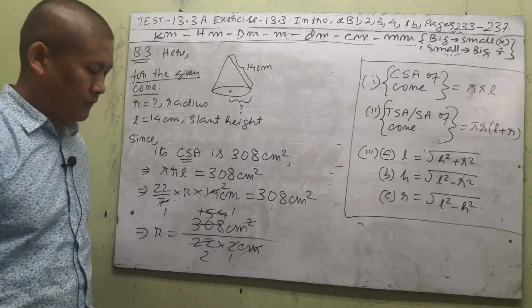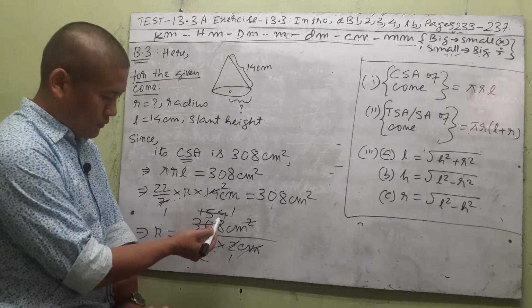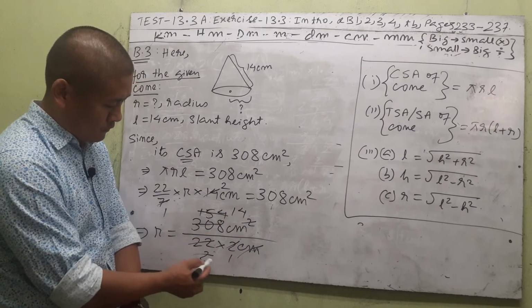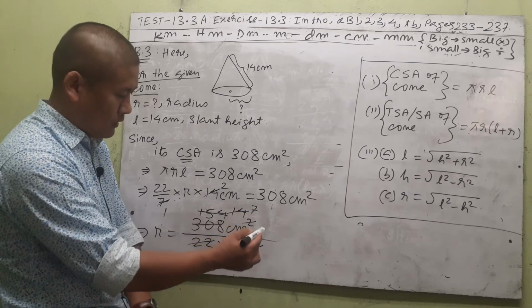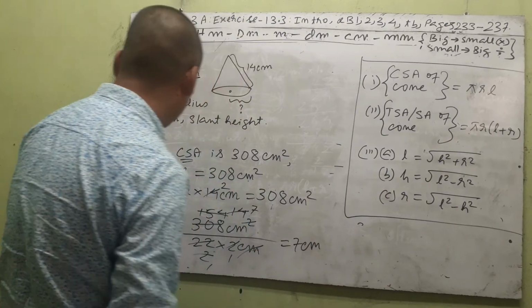11 1s are 11. 12, 13, 14, 15. So 4 remainder, which will go to the left of this 4 and 44. So 11 4s are 44, 2 1s are 2, and 2 7s are 14. So we got the value of the radius, 7 centimeter.